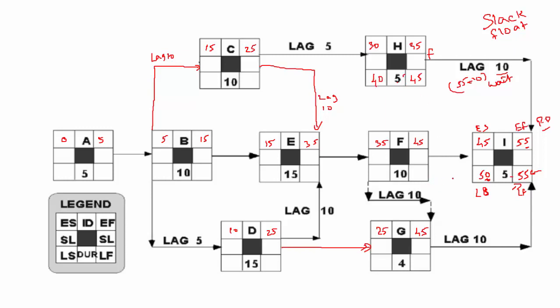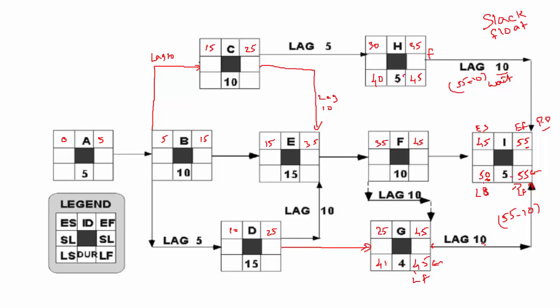Now come down here to G. Watch G here. I see there is one arrow here and there is one arrow here. I'm trying to fill the number here, which is the late finish. What is the late finish of I? 55. And what is the lag here? 10. So 55 minus 10 will be 45. And what is 45 minus 4? 41.